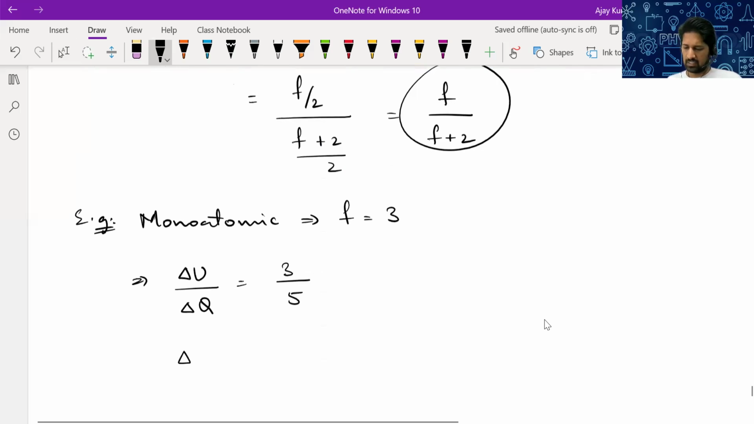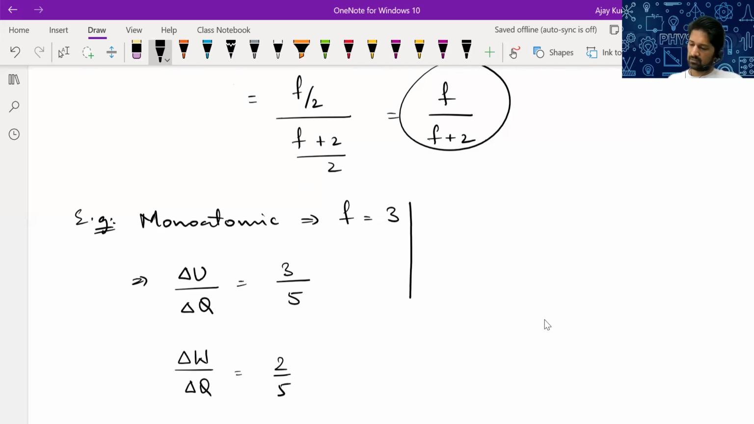You don't have to calculate that separately. You can tell directly. So if a monoatomic gas undergoes an isobaric process, 2/5 of the heat supplied gets converted to work. 3/5 will be kept by the gas.